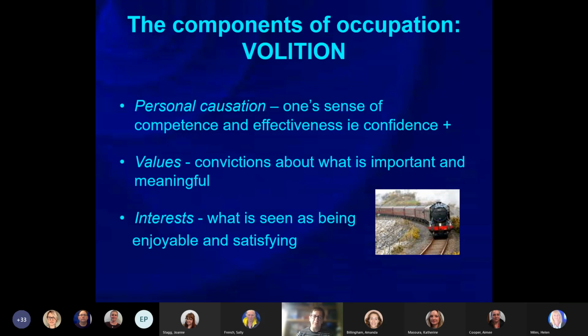So to summarize, volition, personal causation, values and interests comprise what I tend to call our unique volitional fingerprint, which determines our thoughts, our feelings and our decisions about engaging in occupations. And it explains why there are such fascinating variations in what people choose to do.